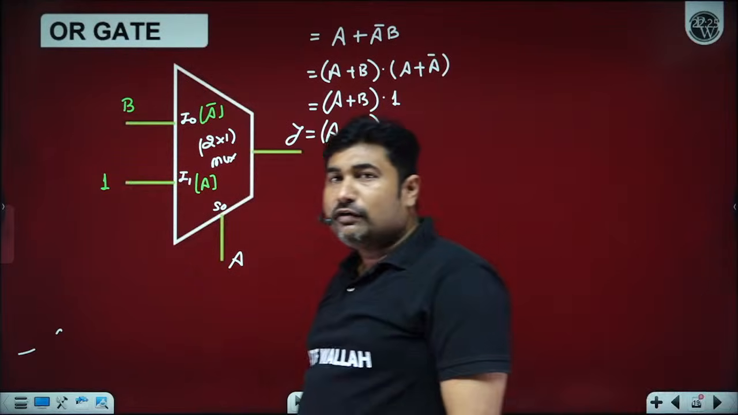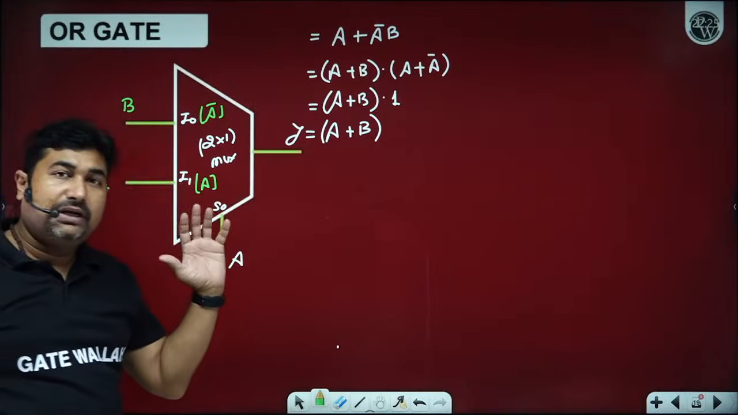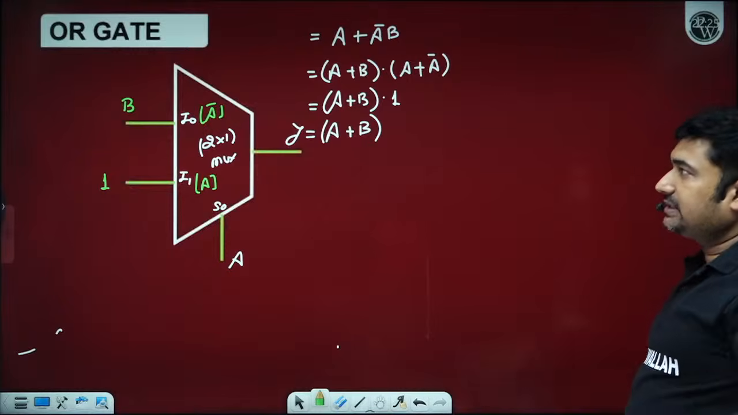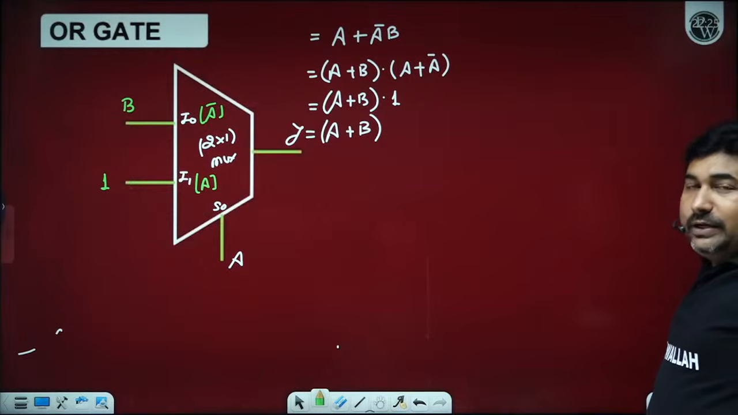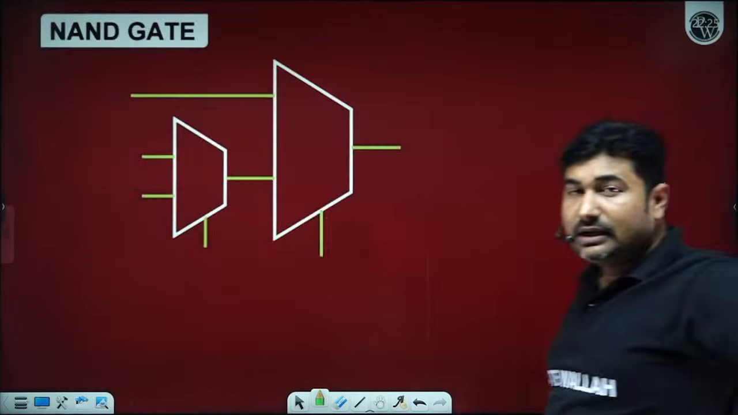So how many 2 cross 1 size multiplexers are required to implement an OR gate? We only need one 2 cross 1 size multiplexer. How many of you are able to understand? Great, sir. Now please observe.